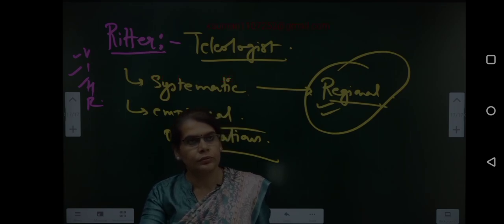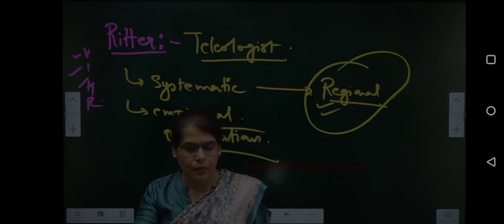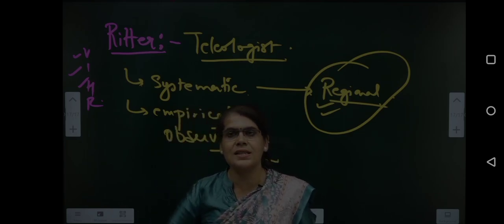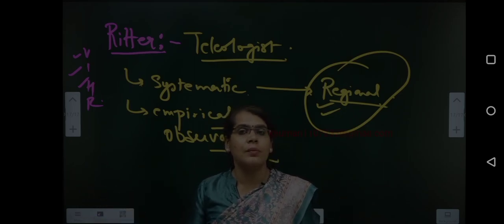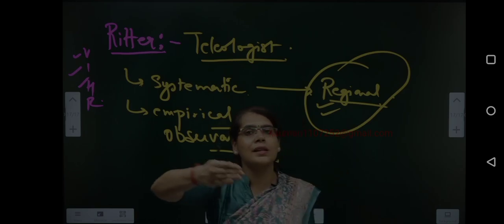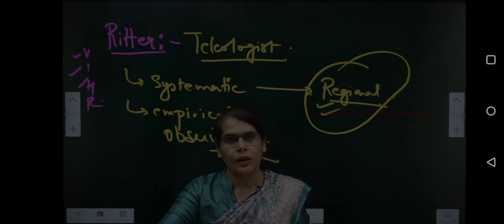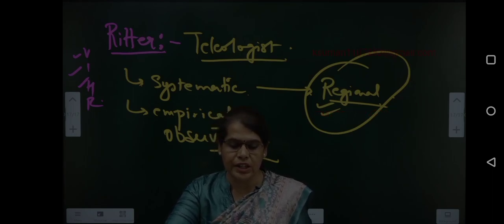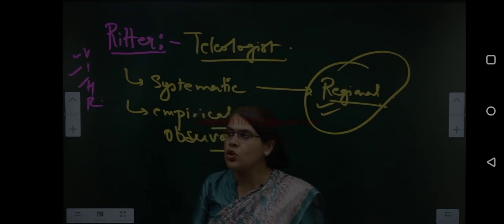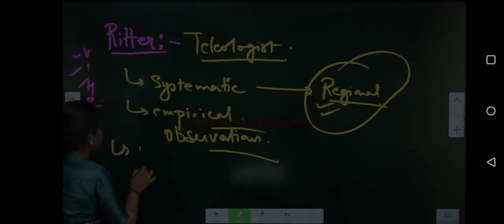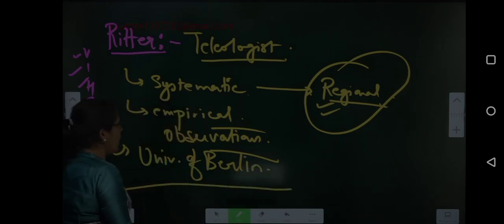Okay. But his focus is on empirical observations. And he is opponent of armchair geography. Armchair geography, that means sitting on a chair and making hypothesis. He is of the perspective of go and explore and observe and then propose laws. Okay. So his approach is empirical in nature. He was also the first professor of geography at University of Berlin.